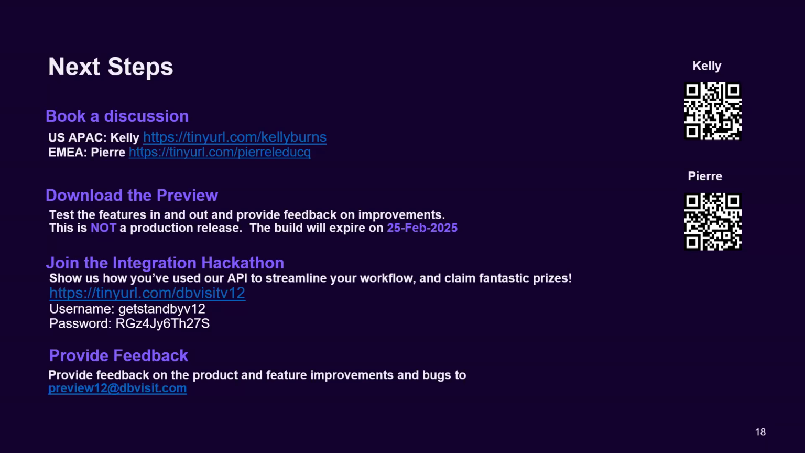We also have a hackathon. Show us how you have used our APIs to streamline your workflow and claim a prize. And the prize is very tempting. Actually, it's a nice 3D printer. The username and password for that is shown here, and there's a URL provided to you as well. You can do a screen grab right now, and you can also do it later, as the presentation will also be sent to you, which will have this URL and username and password.